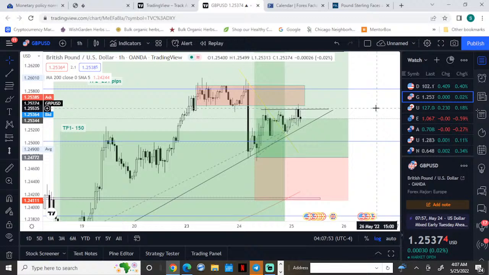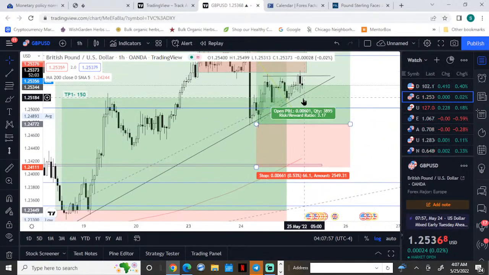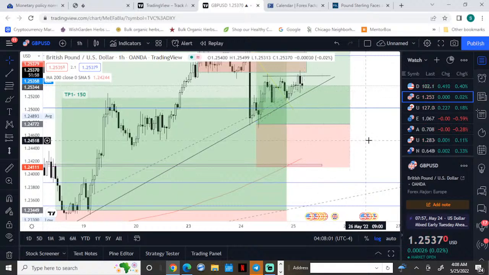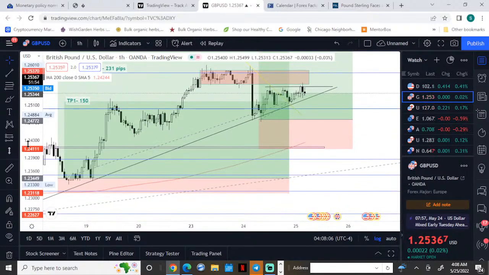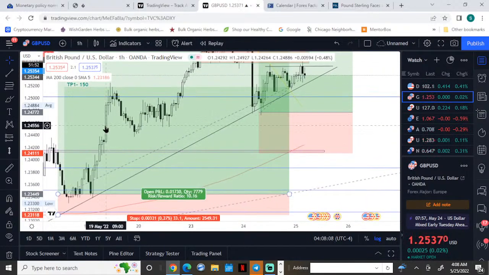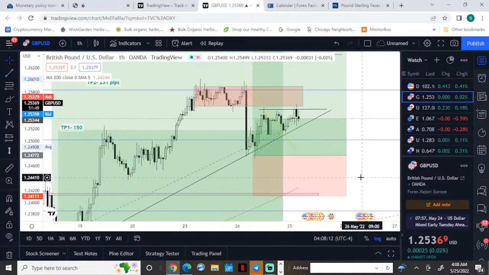So I'm not gonna lie. If I get a nice break and retest, I'm gonna get in and sell this to where, I don't know yet. But I'm gonna get in and sell it. Catch some of those sell pips.